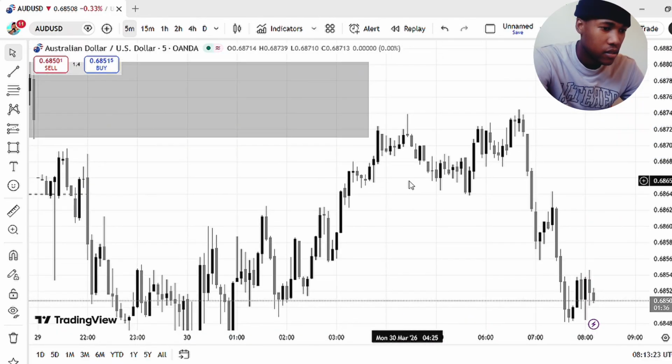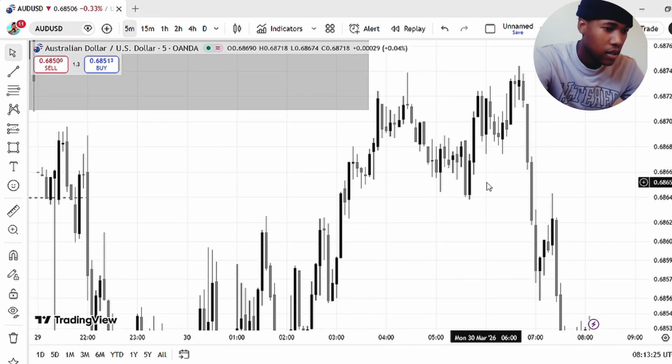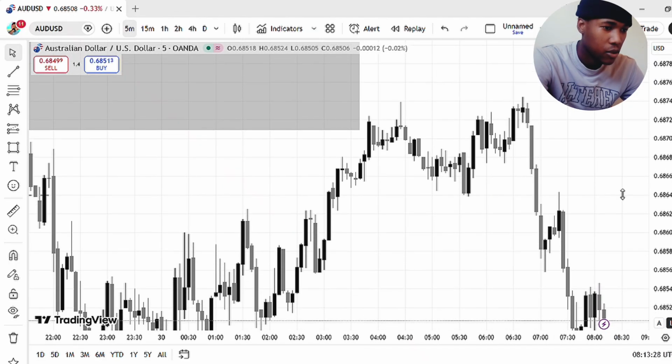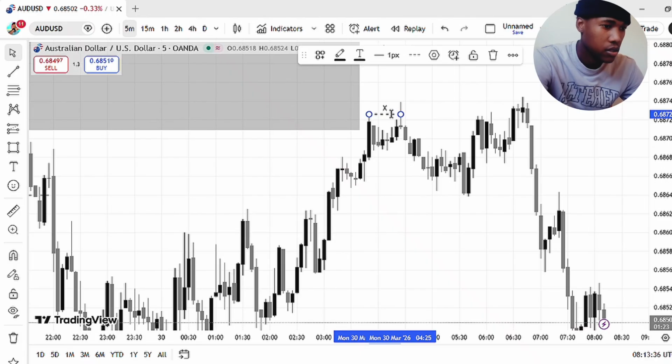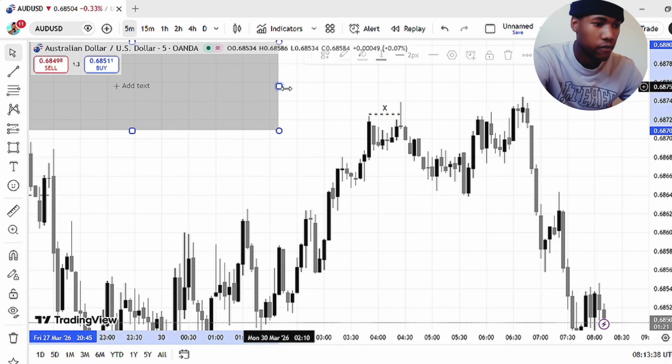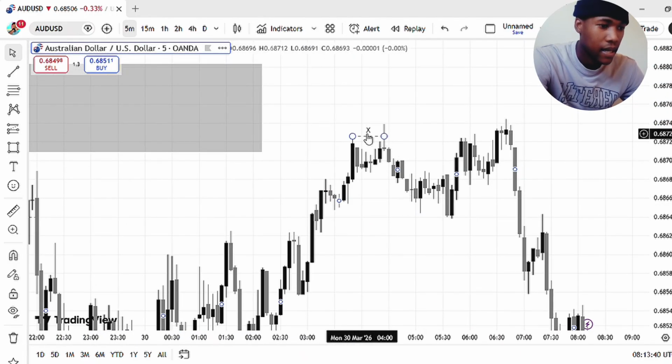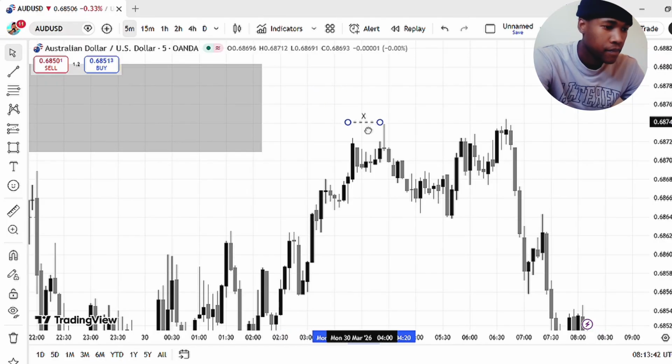In 5 minutes, this is what I did. I marked my liquidity. My liquidity was all the way up there. We're going to mark it X, and let's remove this so that you guys won't get confused. This is my liquidity. Let's place it there.